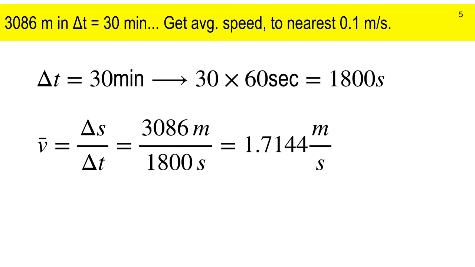And this one has 1.7144 repeating. So I just wrote out a few digits of that. But if you look up in yellow at the top of the screen, it says get the average speed to the nearest 0.1 meter per second. All right, so we don't need all those other decimals. So my answer is going to be just the first two numerals there.